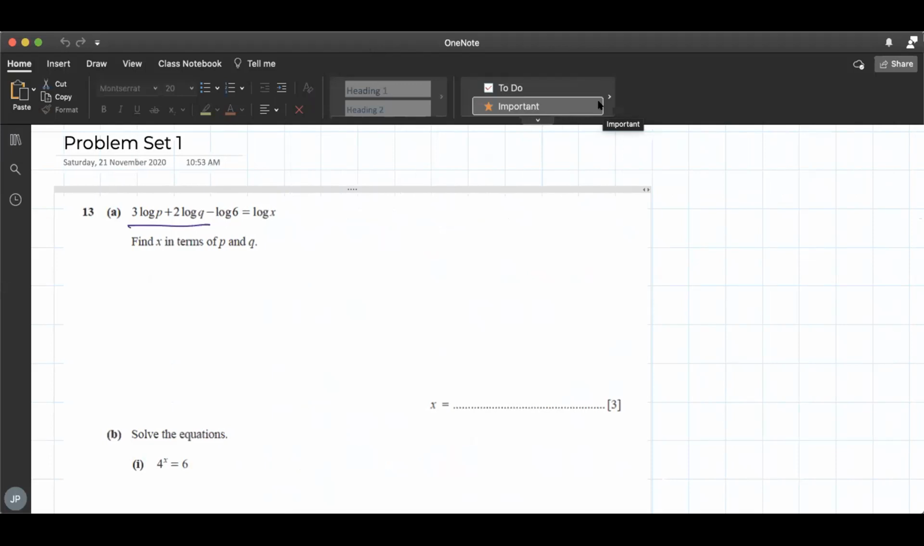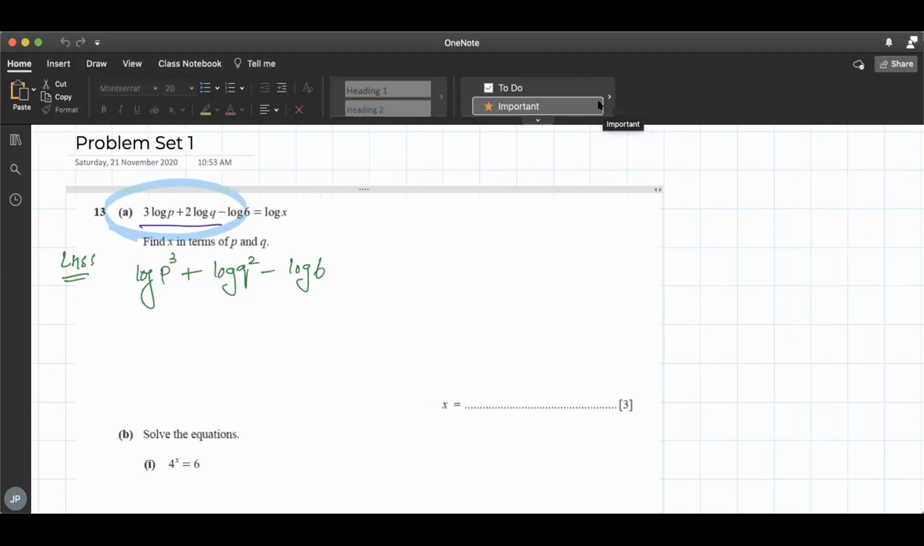Let's use the properties of logarithms and now try to reduce this left-hand side. So you've got log p cubed and log q squared minus log of 6. I'm just writing the left-hand side, okay? And again, that's the power rule, used only on the first two terms.